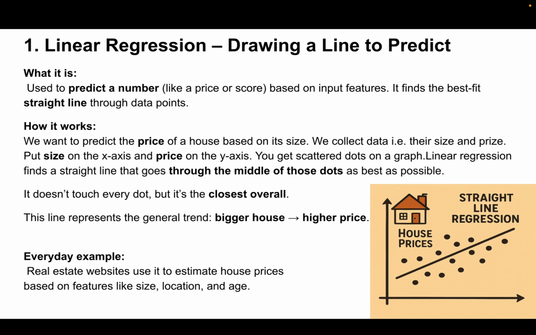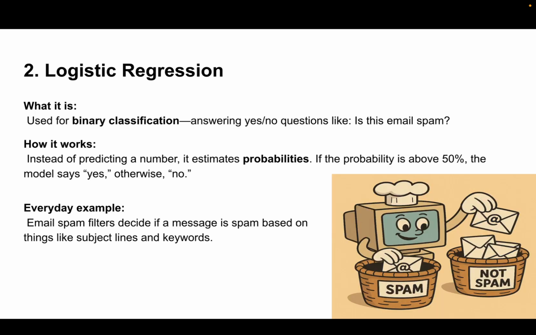So the everyday example, linear regression is used in real estate websites. Real estate websites use it to estimate house prices based on features like size, location, and age of the house. Next, we have logistic regression.